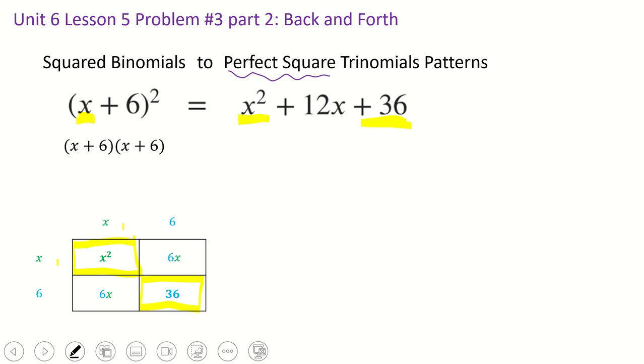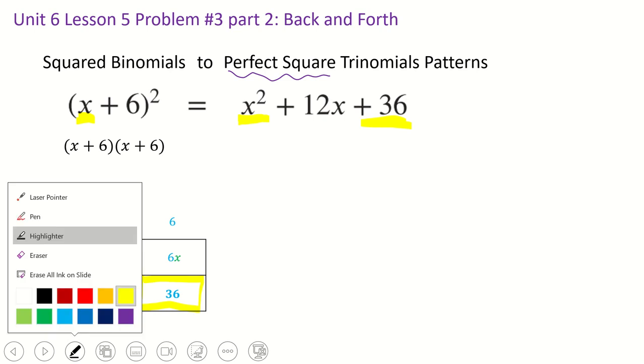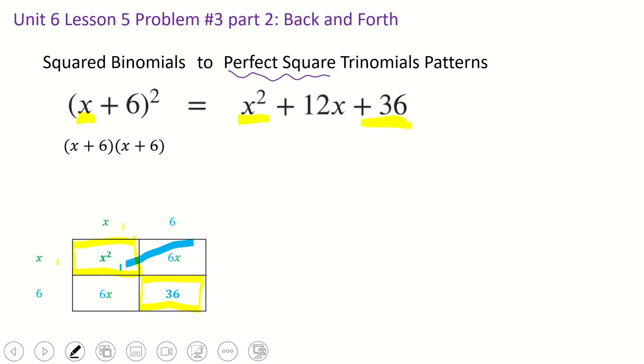Something else that's unique, remember this only works for squared binomials, is that on my diagonal, or these two other values, notice that they're exactly the same. And remember, when we start to simplify these polynomials, we want to make sure that we're combining like terms. So 6x and 6x are going to be like terms. If I were to add those together, I would end up getting 12x. And notice that's the term that I see here in my perfect square trinomial.